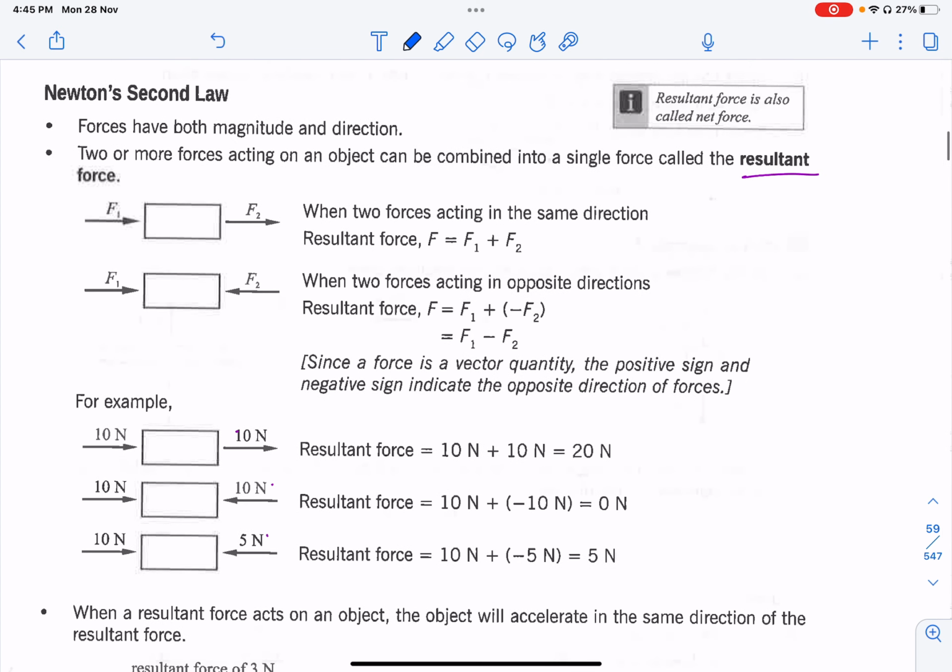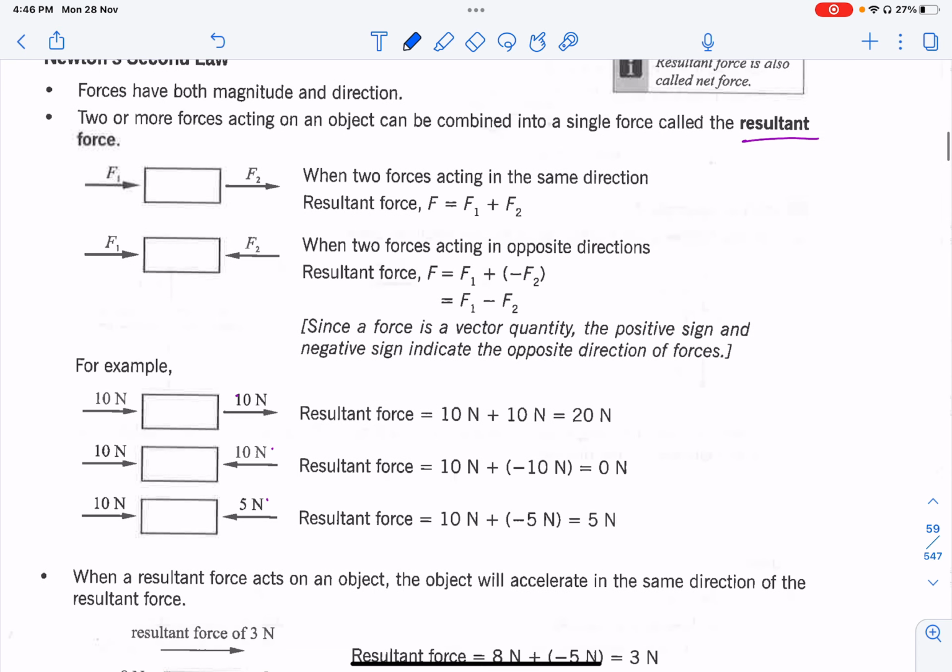Then now we look at Newton's second law, where forces have both magnitude and direction. In this case, we already established it's a vector quantity. Two or more forces acting on the object can be combined into a single force, which we call the resultant force. Resultant comes from the word result, so it must be something plus something or something minus something, where we find the overall net force and its direction. When we see F1 moving in the same direction, the overall direction of the force will be moving to the right.